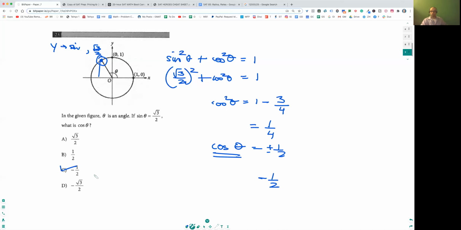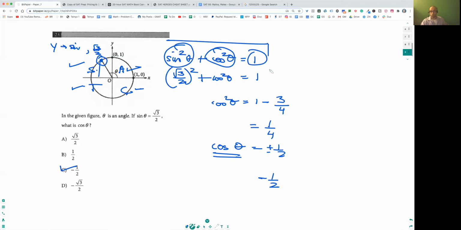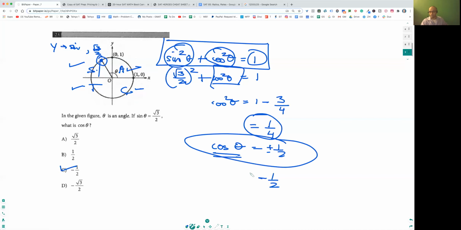There are so many other ways to do it, right? There's "All Students Take Calculus." You can think about it this way also: all, sine, tangent, cosine. All are positive here, only sine is positive here, only tan is positive here. So that's what it's going to be. Okay, so remember, sine squared plus cosine squared is equal to 1. That's the formula you've got to remember. If you put that in, you're going to find out cosine squared is only 1/4, and then you find out the sign and you get this answer, right?